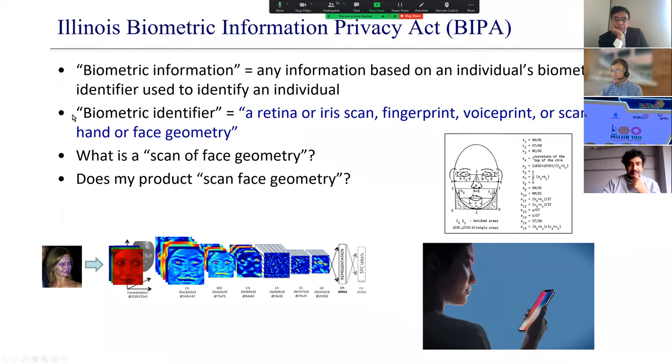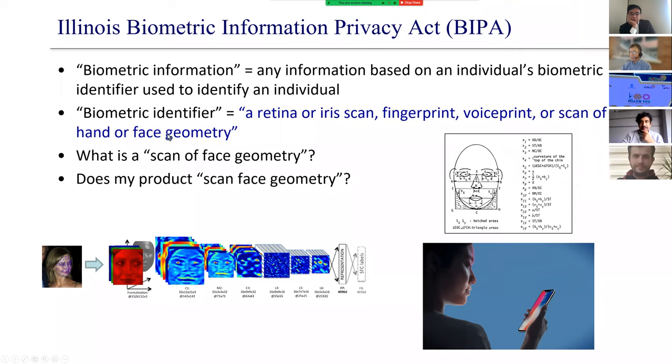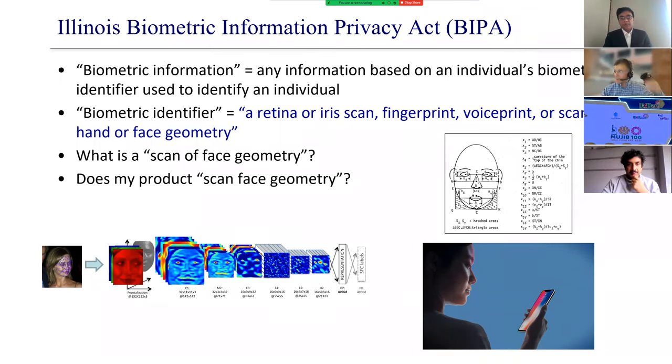In particular, it defines a biometric identifier as a retina or iris scan, fingerprint, voiceprint, or scan of hand or face geometry. So in the case of face recognition, this scan of face geometry is the phrase that actually matters. Does a certain face recognition product do a scan of face geometry? Sometimes that's not so easy to answer. I suspect they didn't have really qualified technical people at the table when they came up with the specific wording of this legislation.